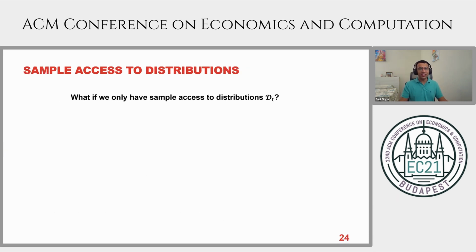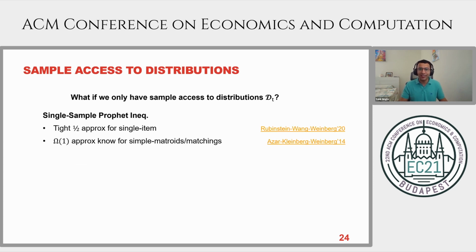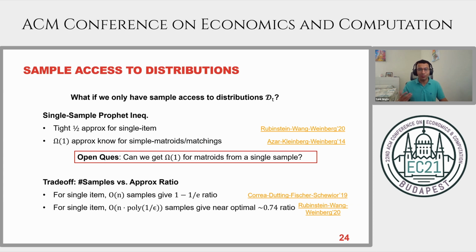A further direction is where these distributions are not known to you. What if you only have sample access? Till now, I've always been assuming that these distributions were given to you upfront. But what if I only have sample access to them and I still want to design good algorithms? Again, this is a problem which has been studied. There are some results known, but many open questions are still left.